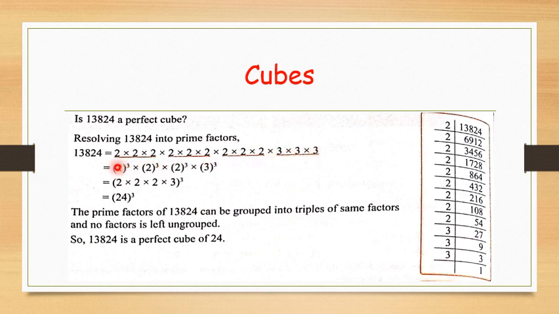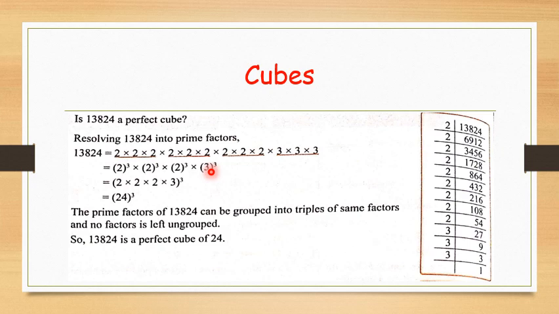Now in the second step, what do we have to do? We have to make triples of the same kind of prime factors. So we make up one triple of 2s. Then again we have three 2s, so we make one more triple of 2s. When we again have three 2s, we make a third triple. Then we can make one triple of 3s also. Now we have to check whether any prime factor is left alone, ungrouped. So there is no such factor which is ungrouped.